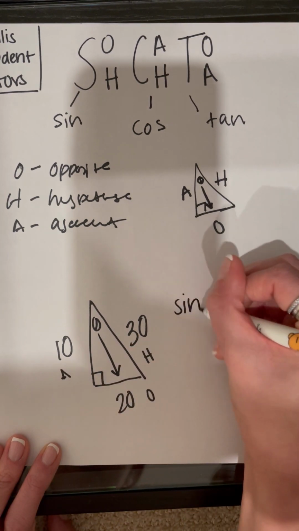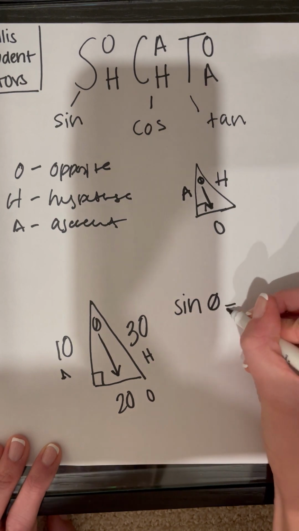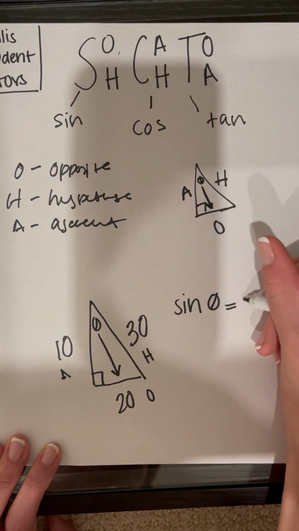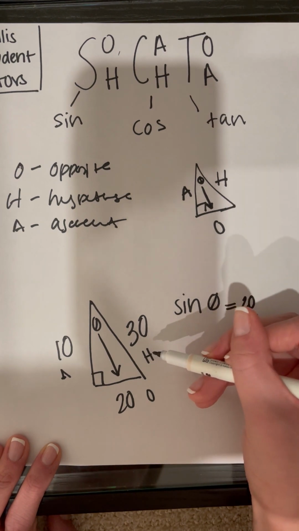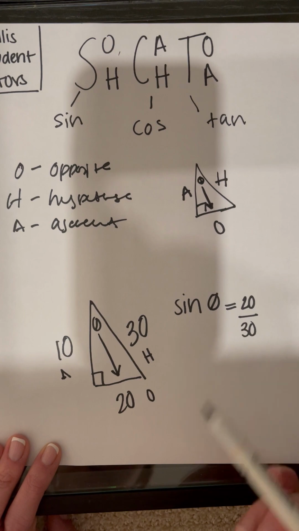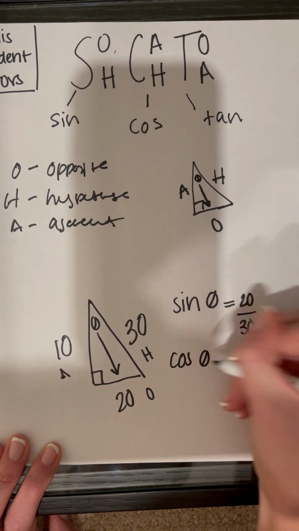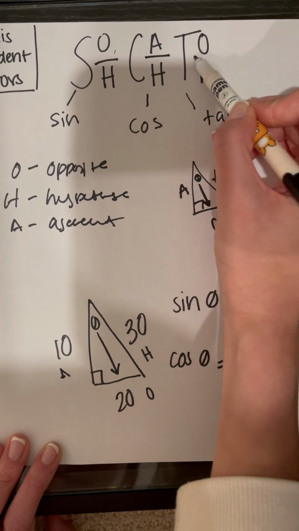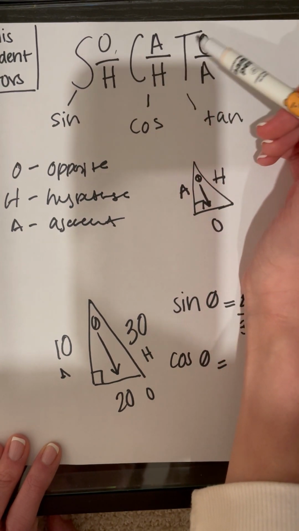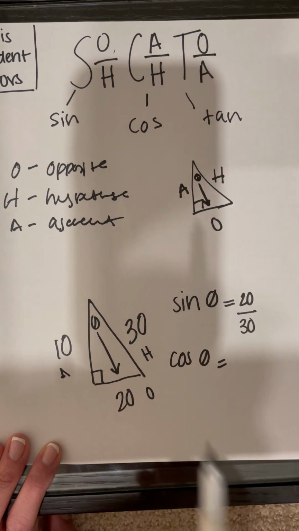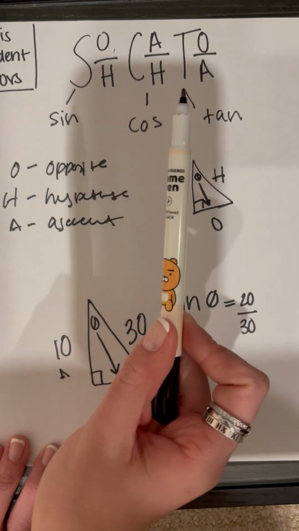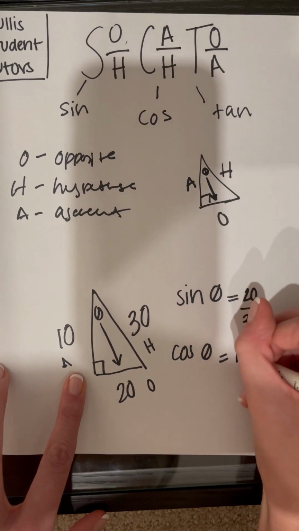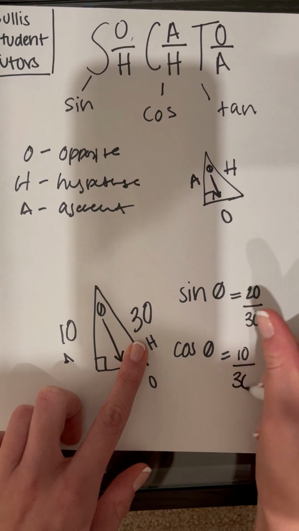So let's say I wanted to find sine of angle theta. That means this is opposite over hypotenuse. So you're going to take the opposite side, which is 20, over, which is division, 30. So sine of theta is equal to 20 over 30. Now we're going to do the cosine of angle theta, and that is adjacent over hypotenuse. So all of these, you want to write it like SOH, CAH, and TOA, so that it's easier to remember the ratios. So cosine is adjacent over hypotenuse. We're going to take the adjacent side, which is 10, and then divide it by 30 because that is the hypotenuse.